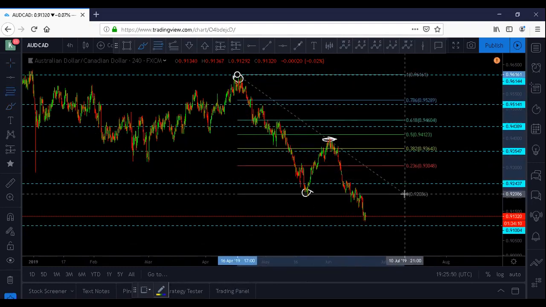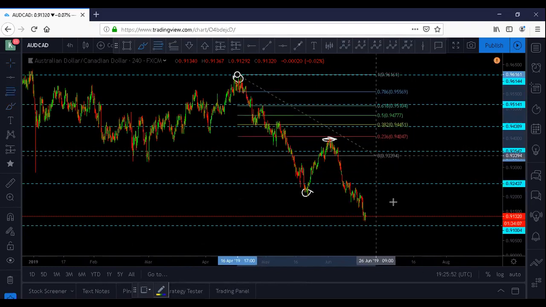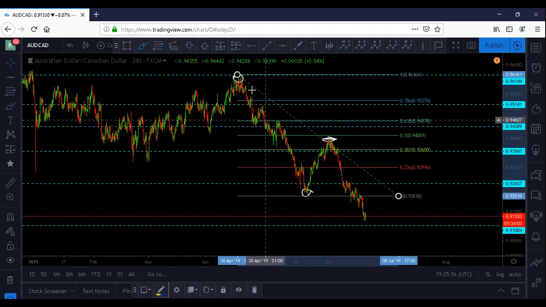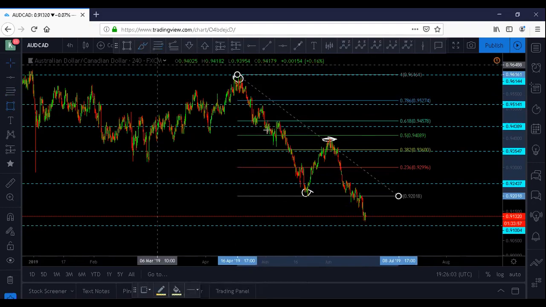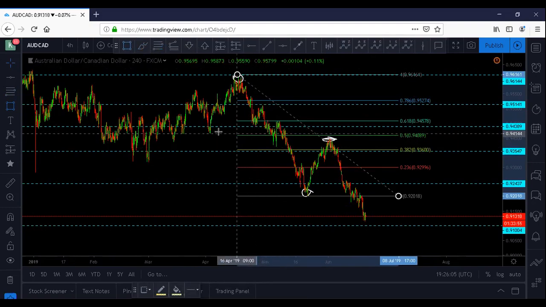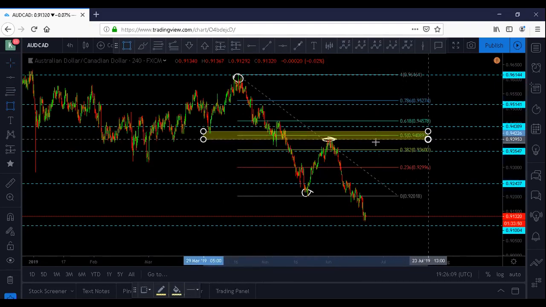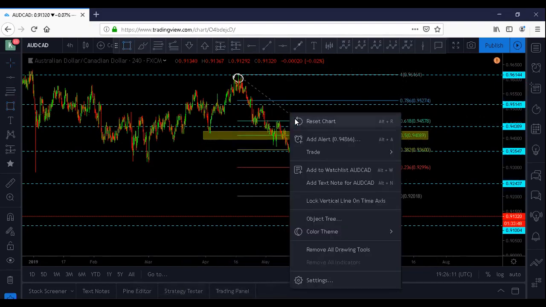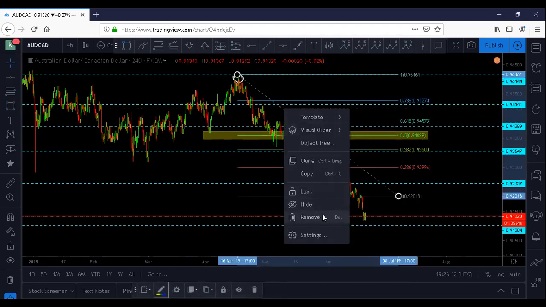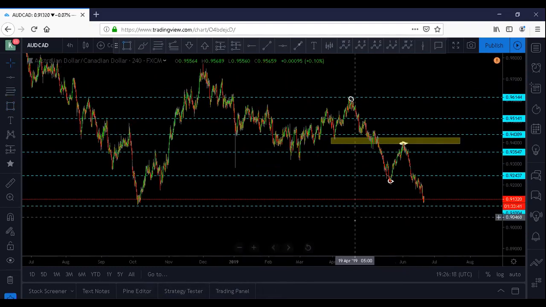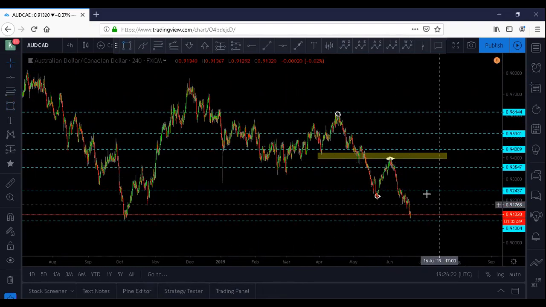If I draw it like this, you can see it was the 50% retracement of this motive wave. So you can see the 50% does cover this section there, like this area. Can you see? Yes. Okay, I think that's basically it for the support and resistance.